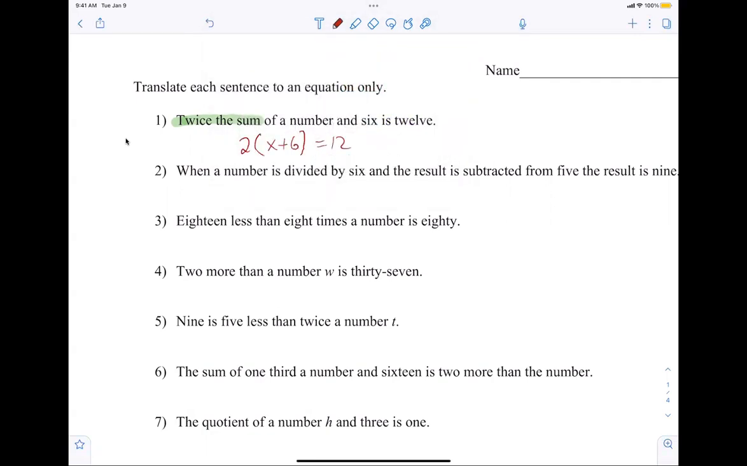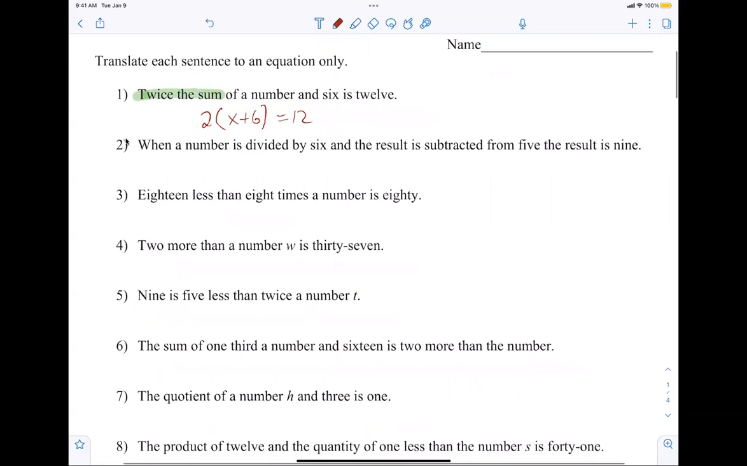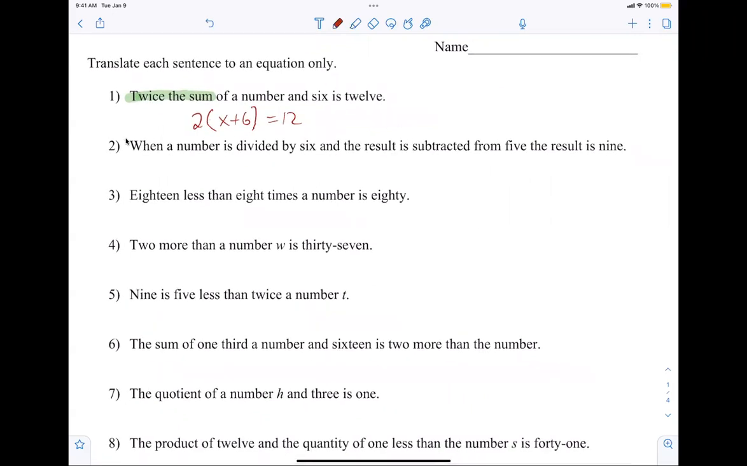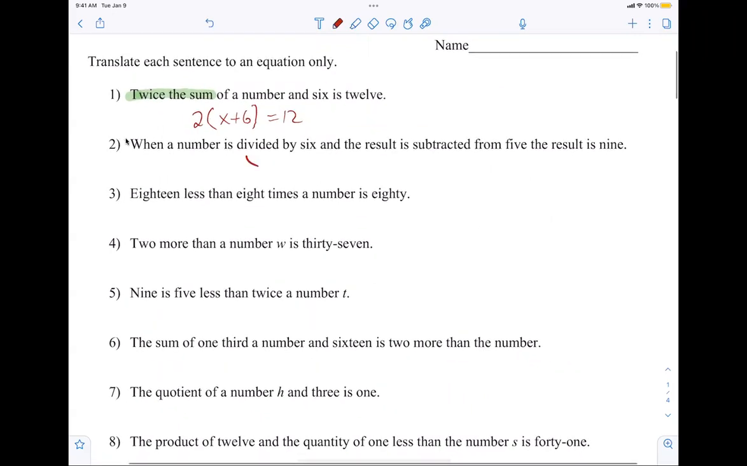Now we'll go ahead, Sophia. We'll start up with you now. Divided by 6 minus 5 equals 1. When a number is divided by 6, that result is subtracted from 5. Sophia, 5 minus. Yeah, you see what I mean, right? Take a little bit extra time.